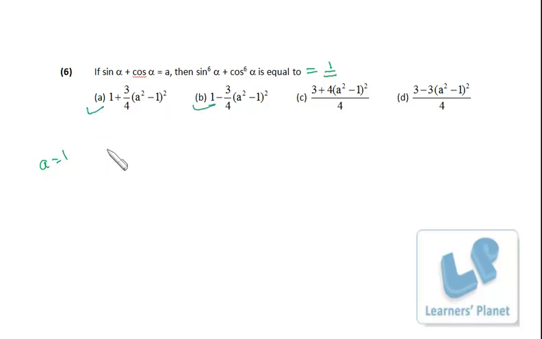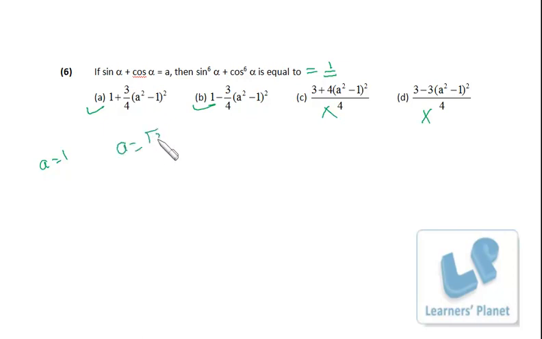In fact, over here also I'll be getting 1. Right? So these two options I have. So need to go one more step. So what I do, I assume alpha to be 45 degrees. Sine 45 is 1 upon root 2, cos 45 is 1 upon root 2. So 2 by root 2, that means root 2.